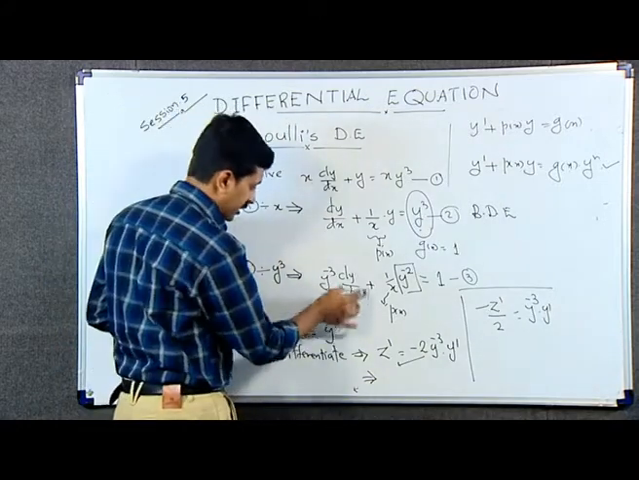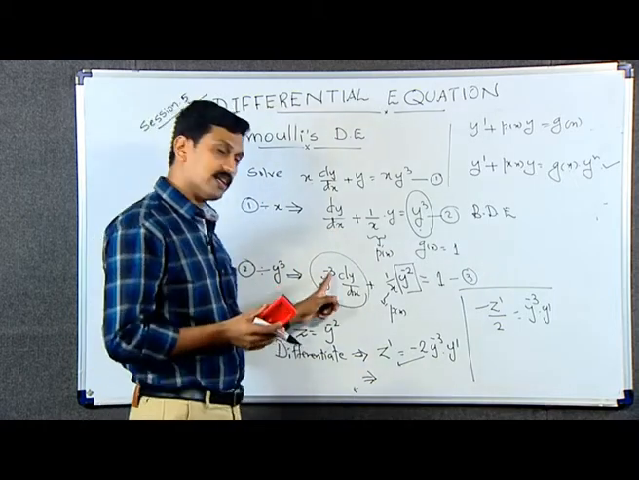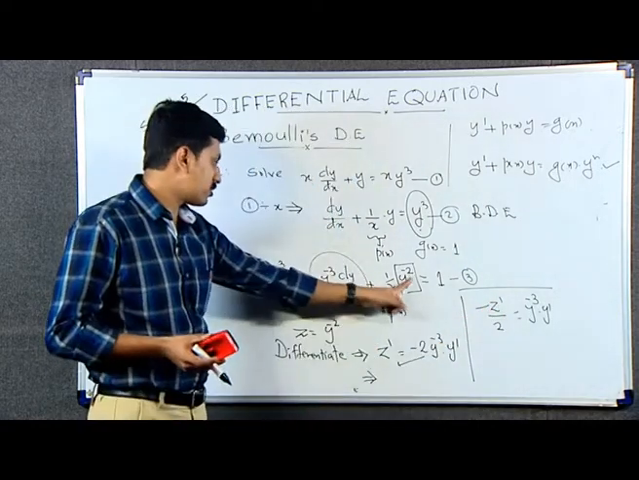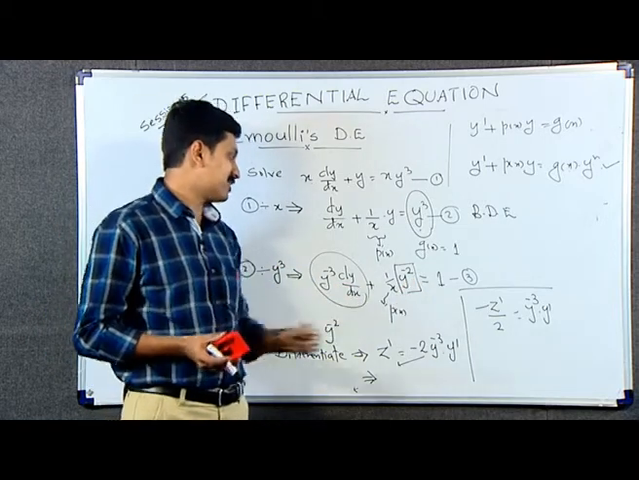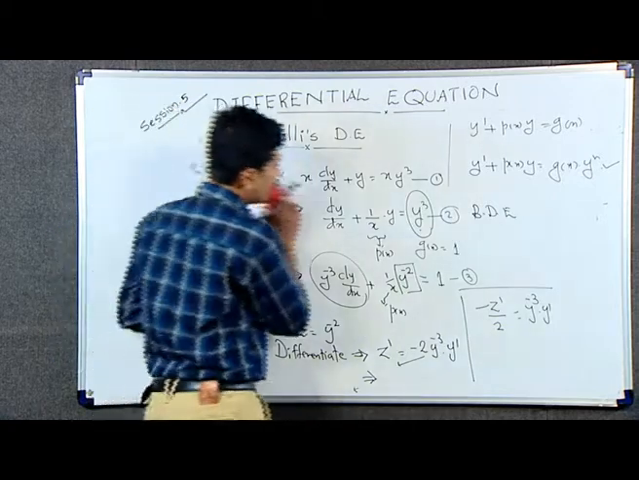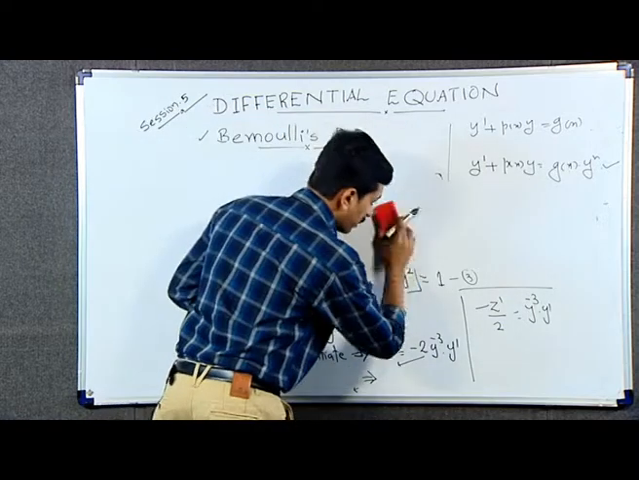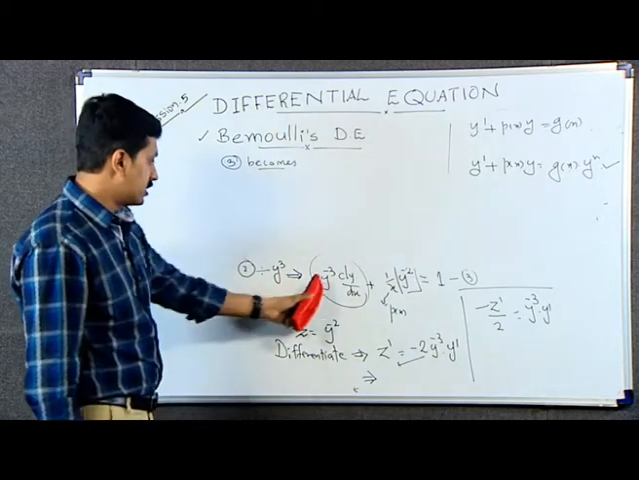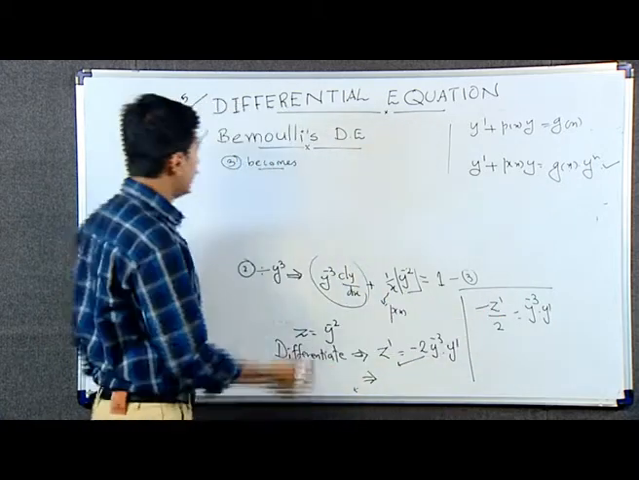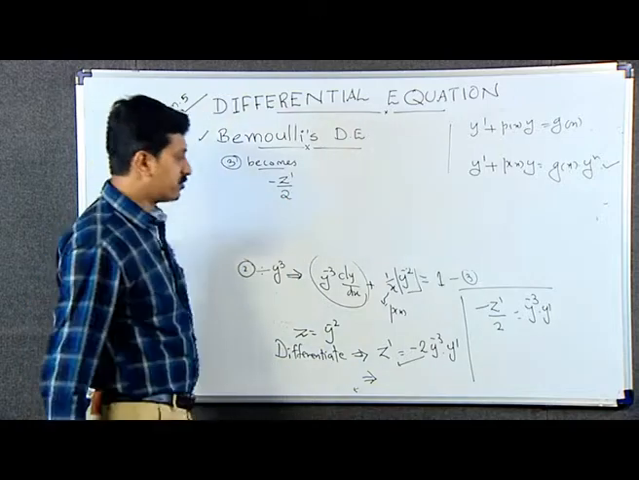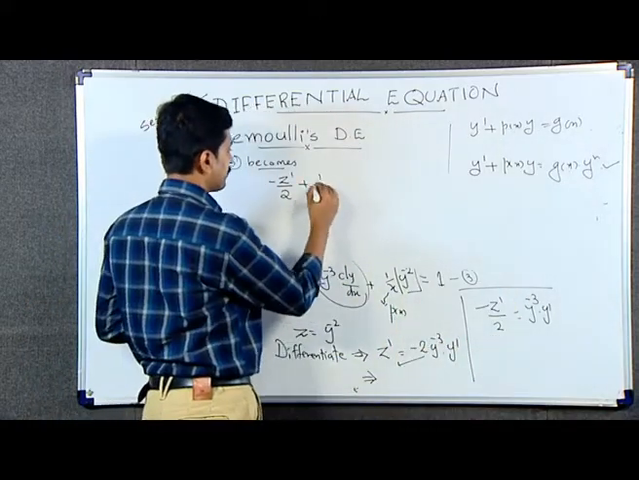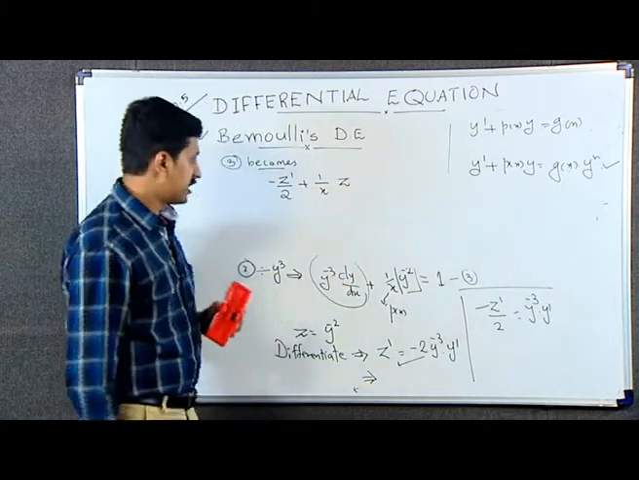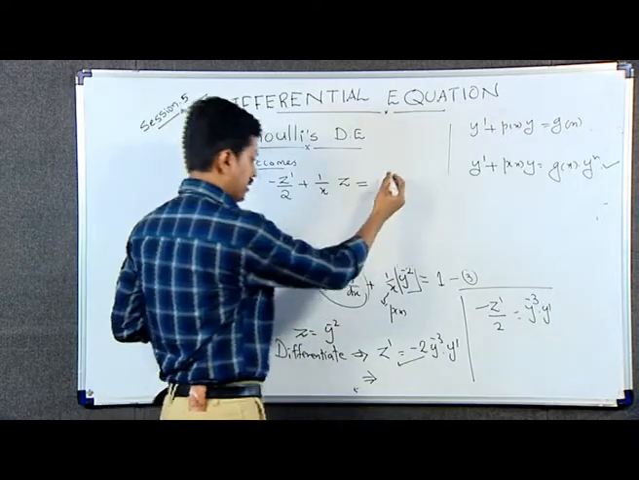In equation 3, this y raised to minus 3 into dy by dx we can replace by minus z dash by 2, and we substituted y raised to minus 2 as z, therefore this can be replaced by z. So equation number 3 becomes: y raised to minus 3 into dy by dx we replaced by minus z dash divided by 2, plus 1 by x, y raised to minus 2 we replace by z, and the right side remains 1.